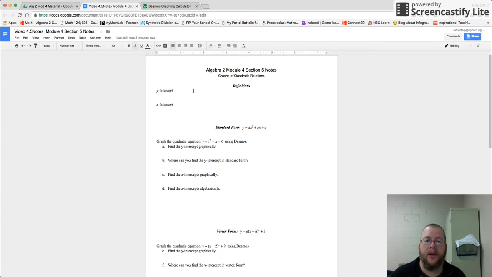Okay, so our last section in Module 4 is Section 5, which is more about the graphs of quadratics, which we know are parabolas. So we talked about a vertex, we talked about an axis of symmetry. So new things we're going to talk about are the X and Y intercept.